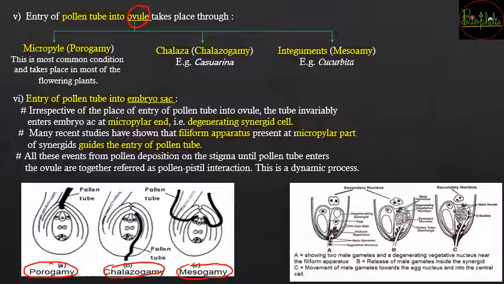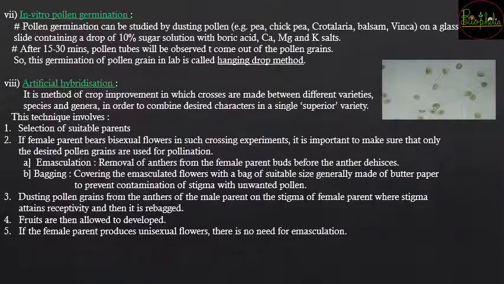So once all this entry is occurring, pollen tube के जो सारे contacts हैं, once it reaches the ovule, then all those processes are going to be called as pollen-pistil interaction. A pollen-pistil interaction is going to occur in a very systematic and coordinated manner, that is called as a dynamic process. Now let's understand some points, that is in vitro pollen germination.